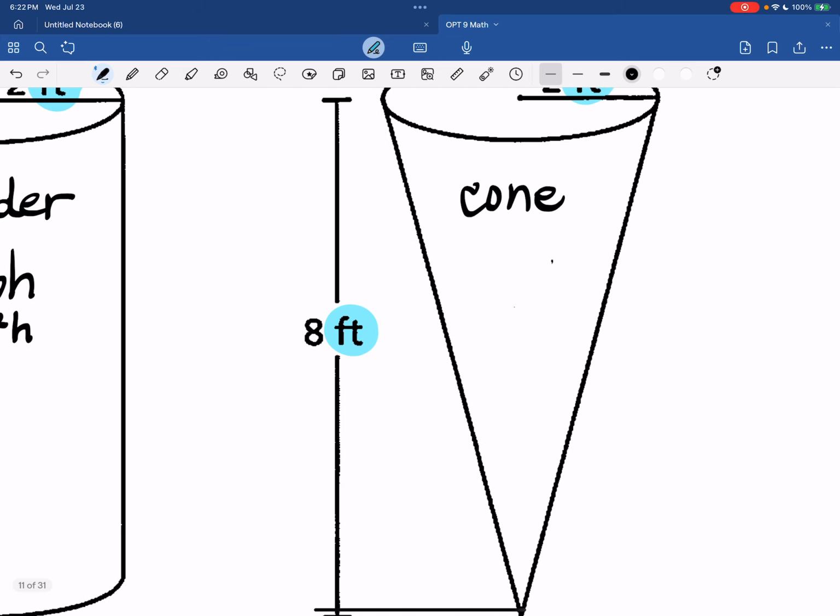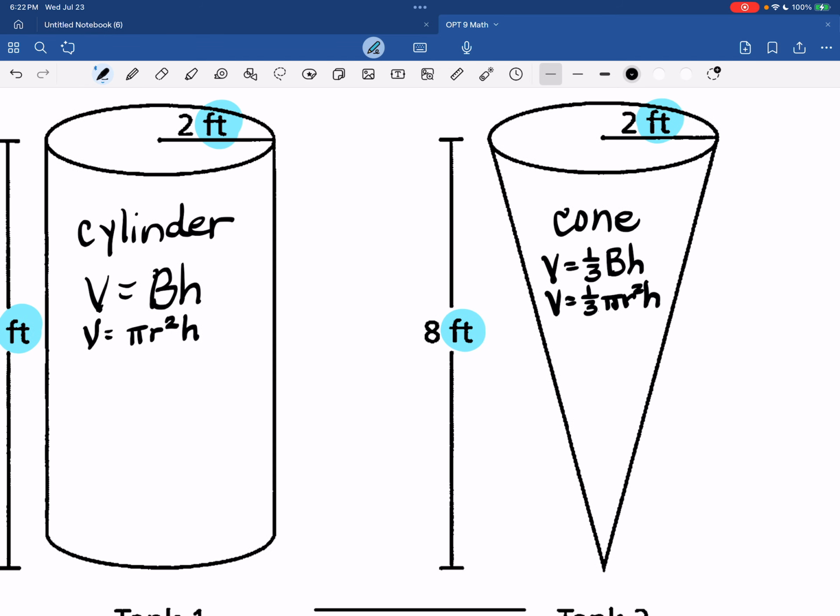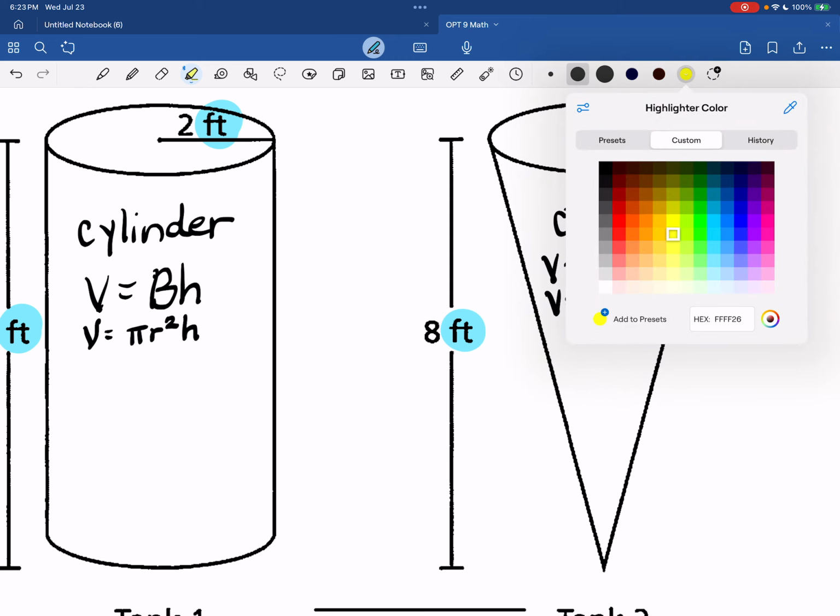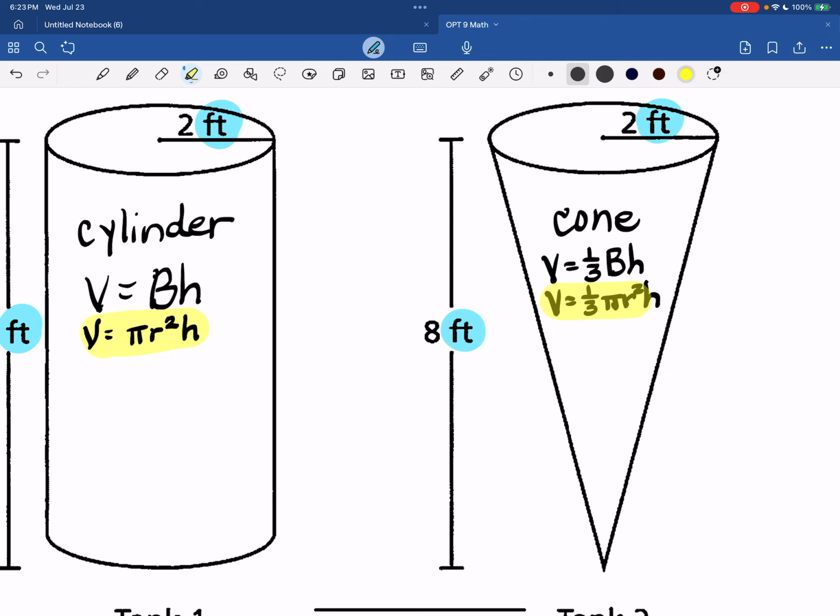And then for the cone, you have 1/3 of the base. Well, I'm getting lazy here. Volume is 1/3 of the base times the height. And the base is a circle, so that's 1/3 of pi r squared h. So these two formulae are very similar. It's just that the cone has that 1/3. So this one is there and this one is there. The only difference is the 1/3.